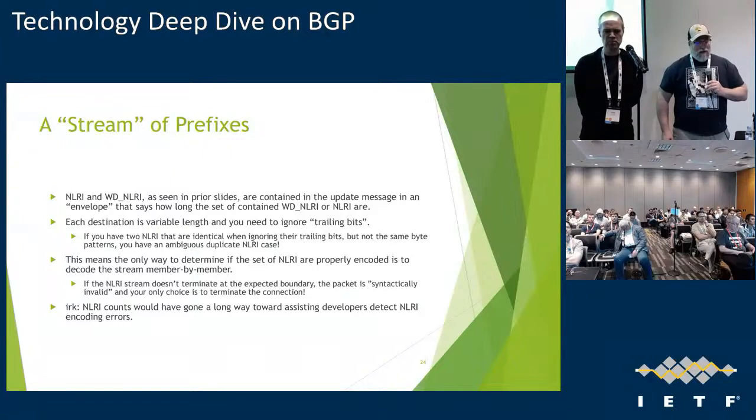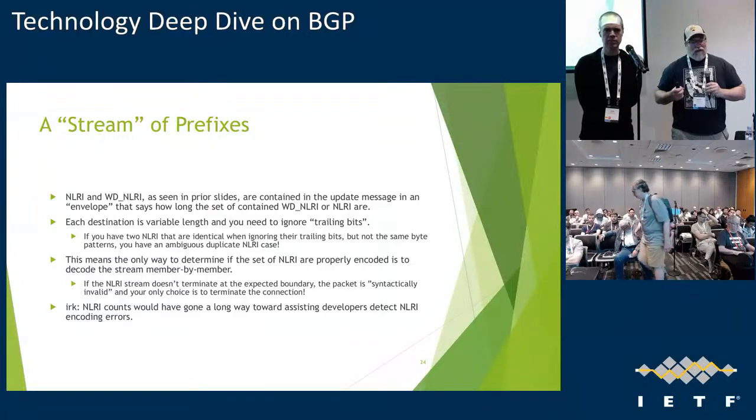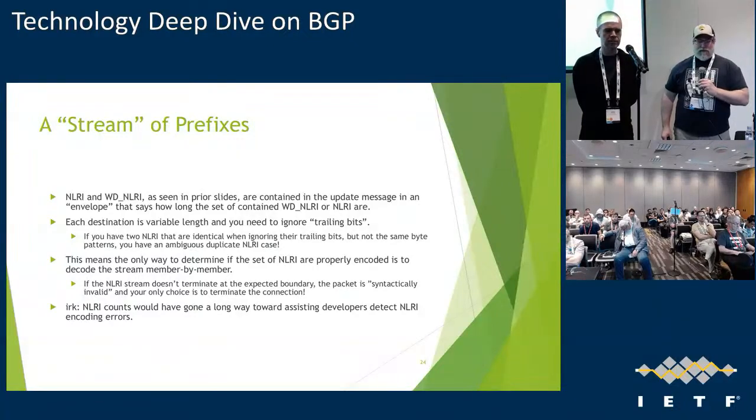The bigger problem is that when you actually have this stream of prefixes, the only way to tell if the thing is properly formed is to try to parse it. If you're lucky, you're going to end up at a proper byte boundary for the next envelope in the packet. The side effect of this is that if you have a malformed set of data inside of your NLRI, but it successfully decodes, the protocol looks like it's working, but you're sending around trash. And this is one of the things that makes bugs very hard to diagnose.